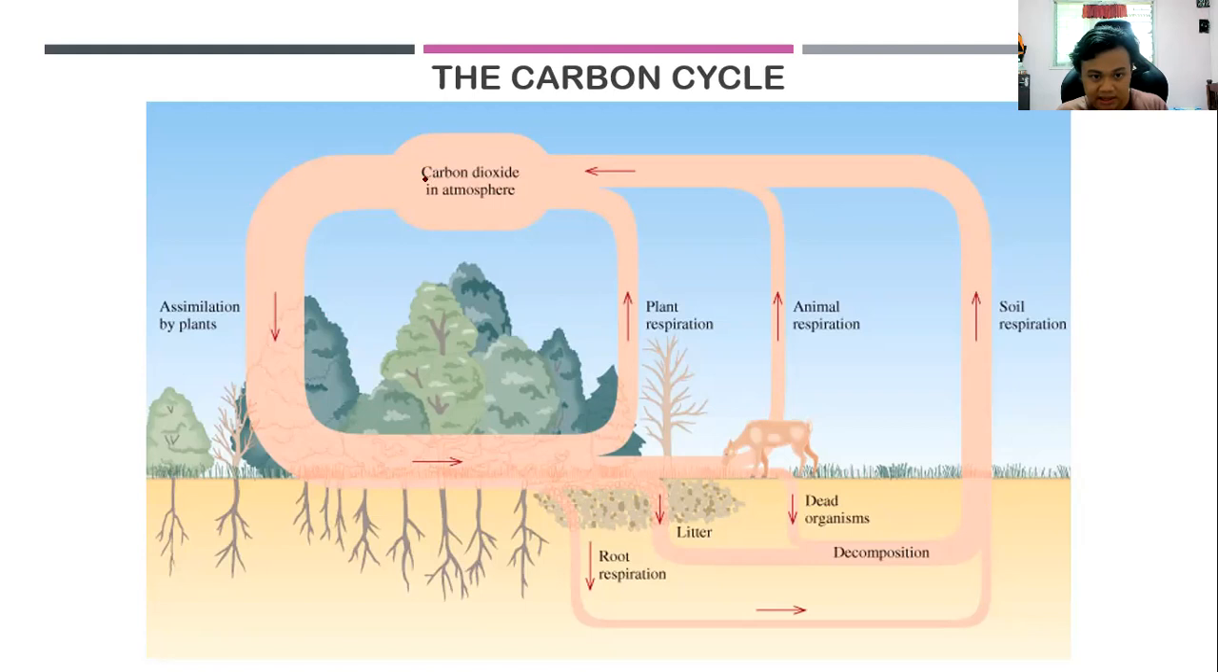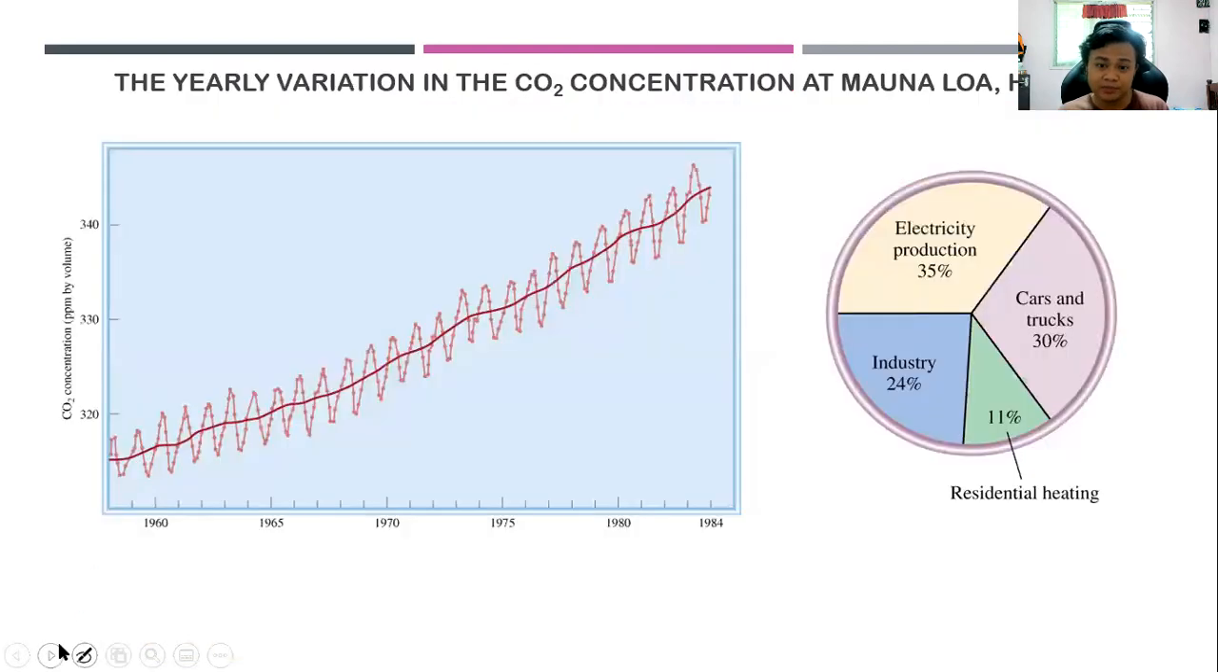So there is carbon in the atmosphere, and then it will go down and decompose and then go back to the atmosphere. So really simple, it is a cycle, just like the nitrogen and oxygen cycle. Okay? So what are the interesting things about this carbon cycle? Actually, this is data from Mauna Loa, Hawaii. It's the yearly variation of carbon dioxide concentration at Mauna Loa, Hawaii.